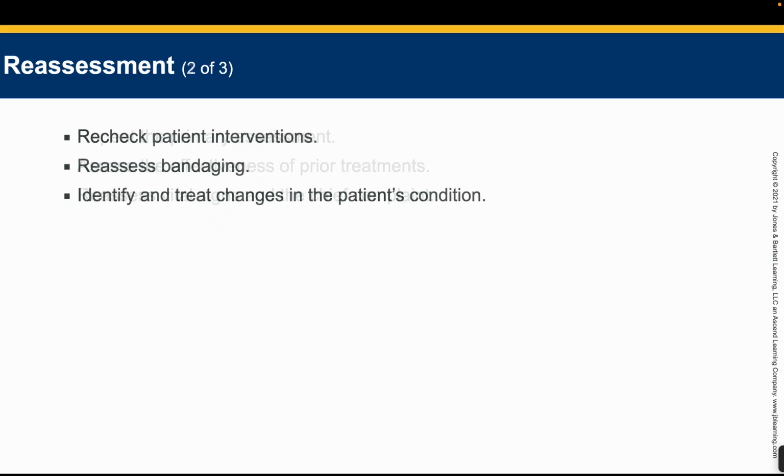As you continue reassessing, you want to stay focused on the interventions that you've already put in place. This means going back and checking: are they still working the way that we intend? Take a close look at bandaging, especially in trauma patients. Has bleeding restarted? Has anything loosened during movement? And overall, you're watching for any changes in the patient's condition. If something changes, our care needs to change with it. So this step is really about staying proactive, not just doing treatments, but making sure they continue to be effective and our patient moves through care.